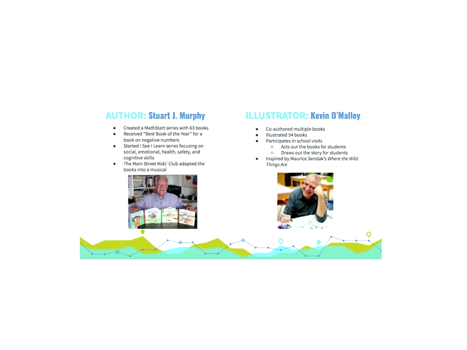The author, Stuart J. Murphy, was born in Rockville, Connecticut. In school, he liked to draw and make up stories. He studied art at Rhode Island School of Design, where he served on the Board of Trustees for 19 years. Murphy is a visual learning specialist and children's book author. He created the MathStart series, and his 63 books were published by HarperCollins.